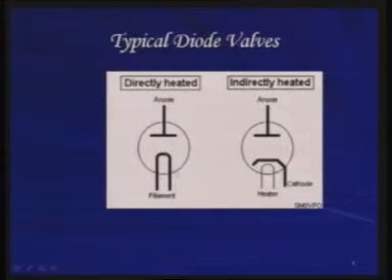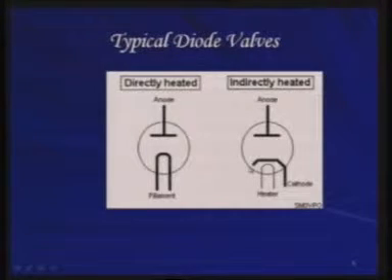So when this filament is heated, it starts emitting electrons, and these electrons are attracted towards the anode because of the positive potential given to it, and so we get a flow of electrons within this tube. So now this is the basic diode.